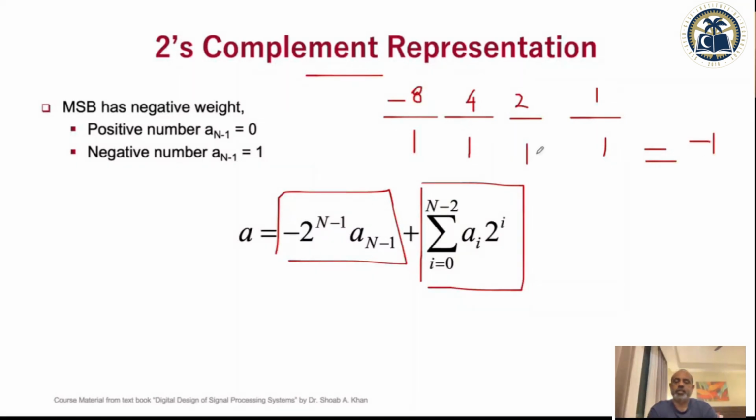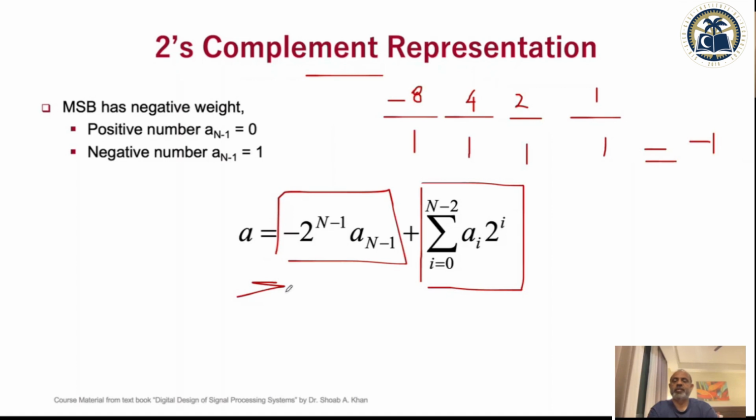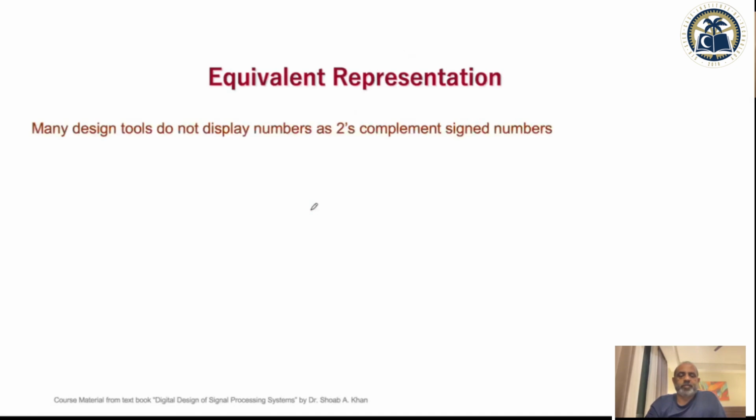So the most significant bit in 2's complement arithmetic has negative weight. So a negative number will always have its most significant bit equal to 1, because that's how you represent a 2's complement number. Okay, so this is the example. It is -8 plus 2 plus 1, which becomes -5. Okay, so that is the equivalent representation. So this is how the numbers are represented.